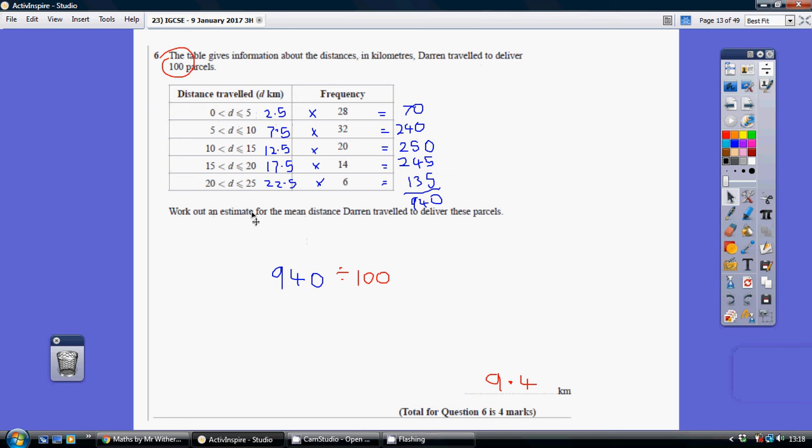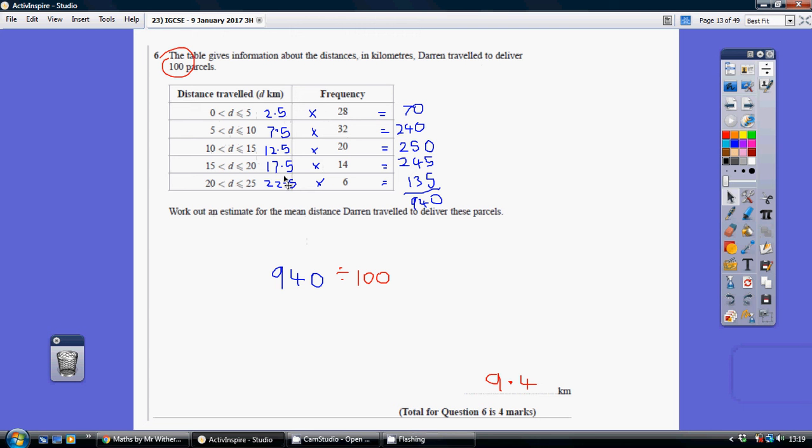So the estimating in this type of question comes from the fact we've lost the detail of the distance travelled. We've just got to make an assumption that we travel halfway across. So these are all the halfway points between the first and the second numbers. If you can't just see it by sight, just add the two numbers together and halve it on your calculator. So we're now going to assume these 28 parcels took travel for 2.5 kilometres exactly. These 32 travelled 7.5 kilometres exactly, and so on.